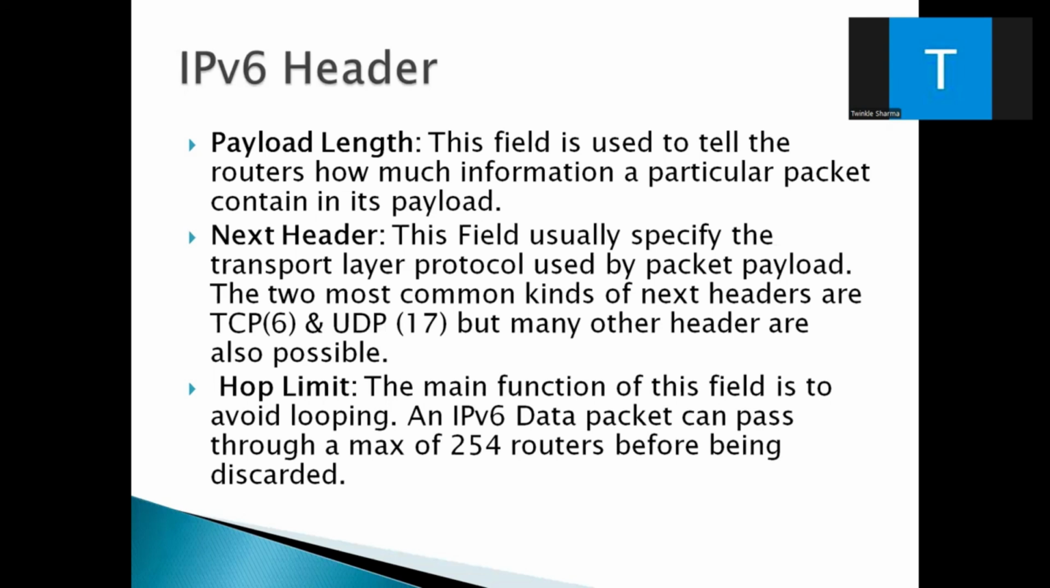Hop limit: the main function of this field is to avoid looping. An IPv6 data packet can pass through a maximum of 254 routers before being discarded.